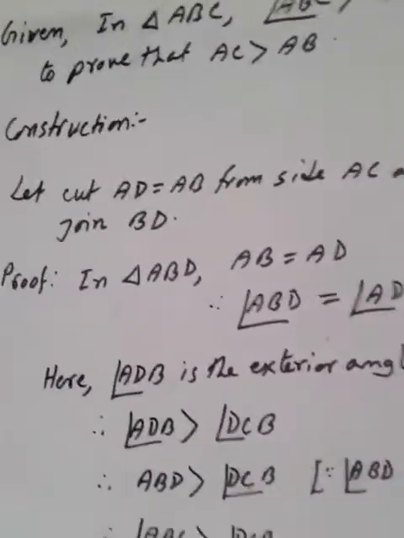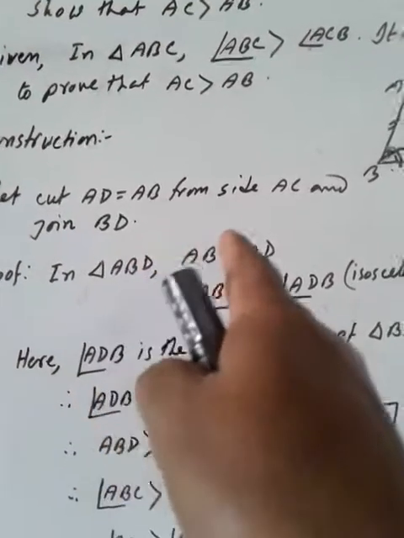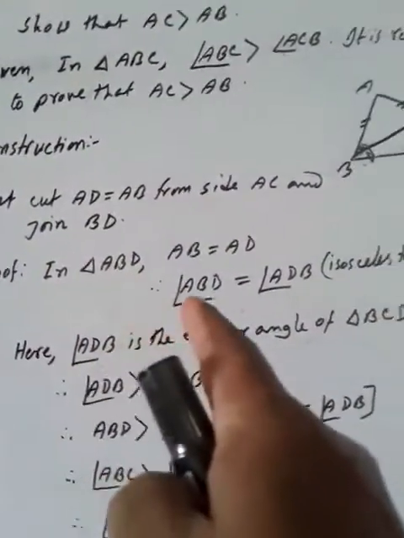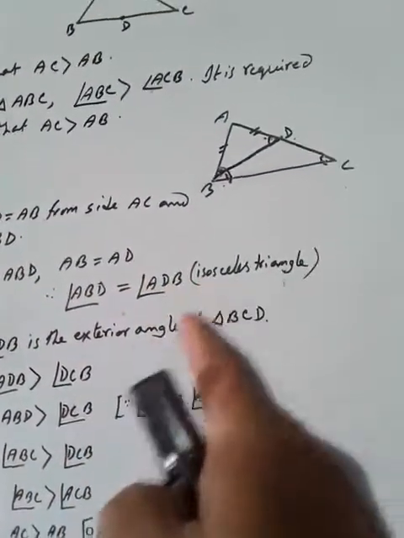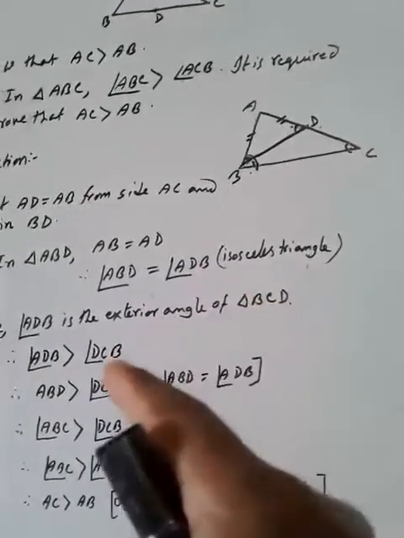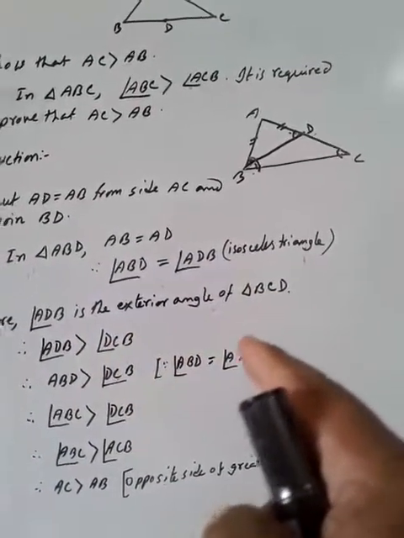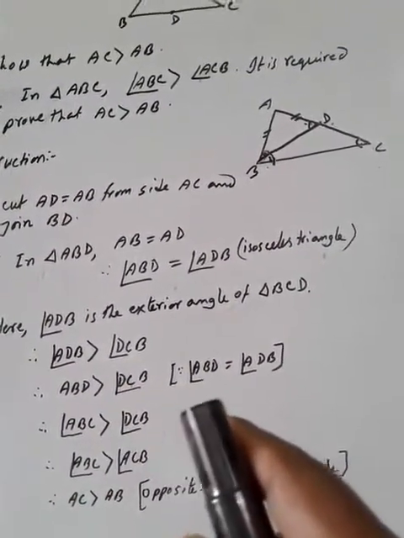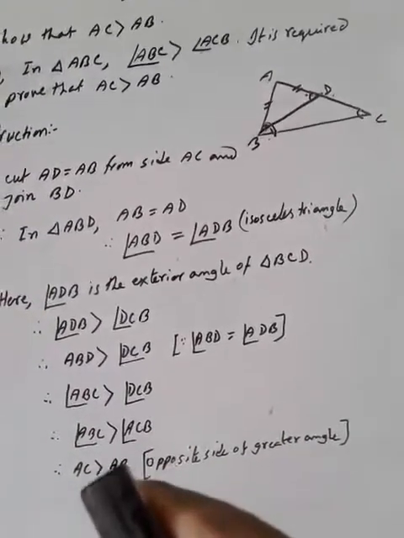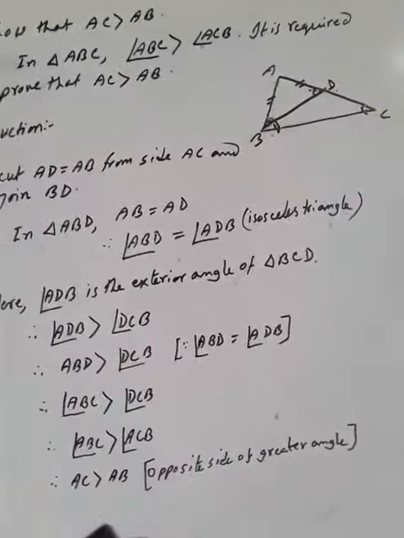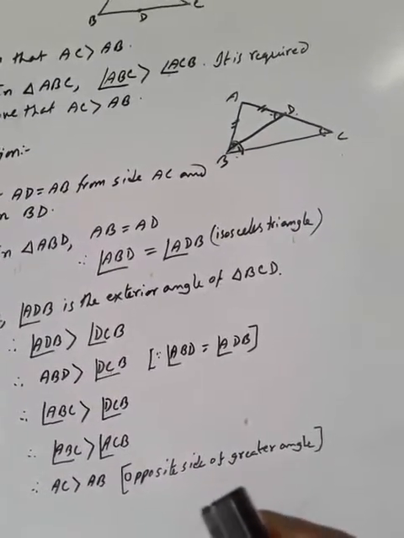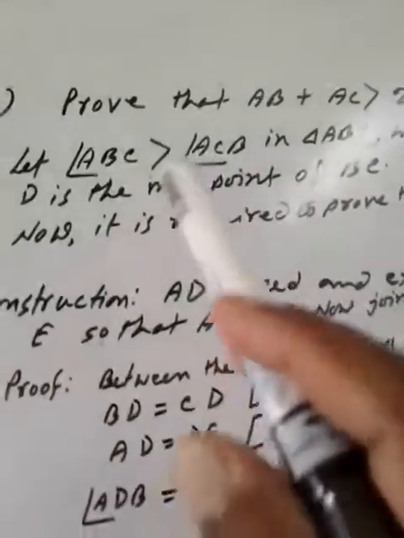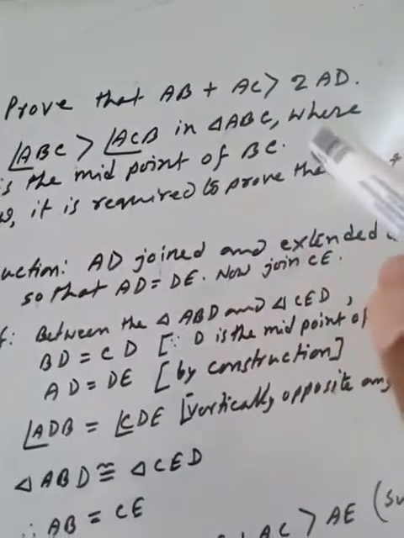This is explained here. A statement is given here. Cut AD equal to AB from side AC and join BD. In triangle ABD, AB equals AD, therefore angle ABD equals angle ADB. ADB is the exterior angle of triangle DBC and ADB is greater than DCB. Therefore ABC is greater than DCB, and ABC is greater than ACB. Therefore AC is greater than AB, the opposite side of the greater angle. This is the proof. The next question is, prove that AB plus AC is greater than twice AD.